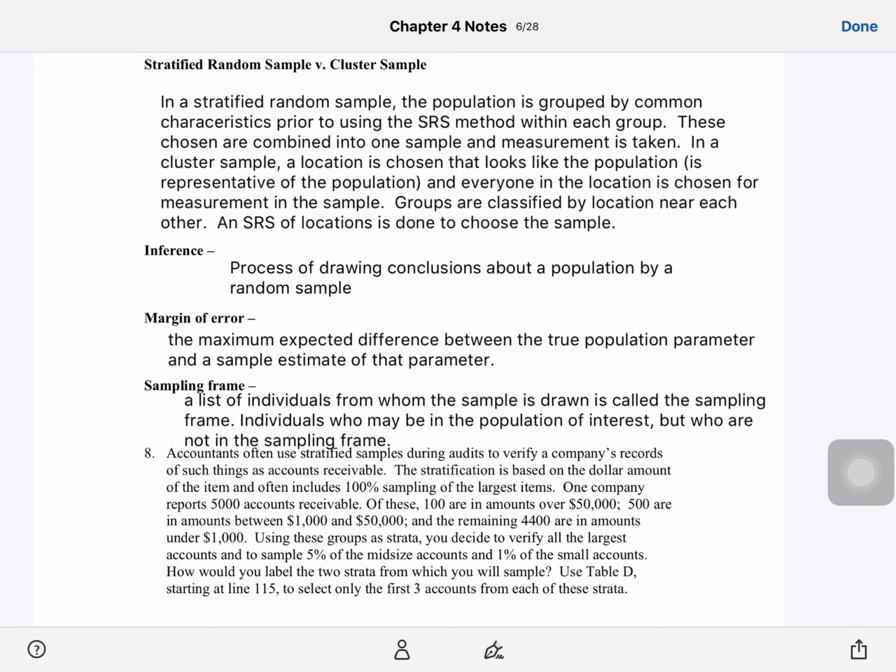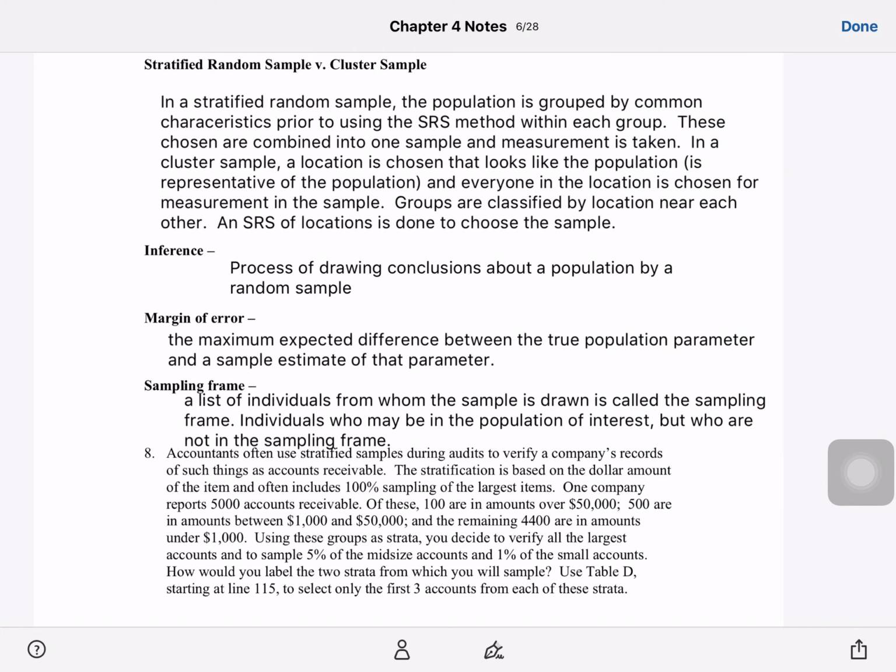Once those groups are chosen and classified, then we do an SRS of locations, and we're assuming that those locations will be representative of the population again, so that those locations will look like the population, and we'll do an SRS of them and choose them to get the sample.